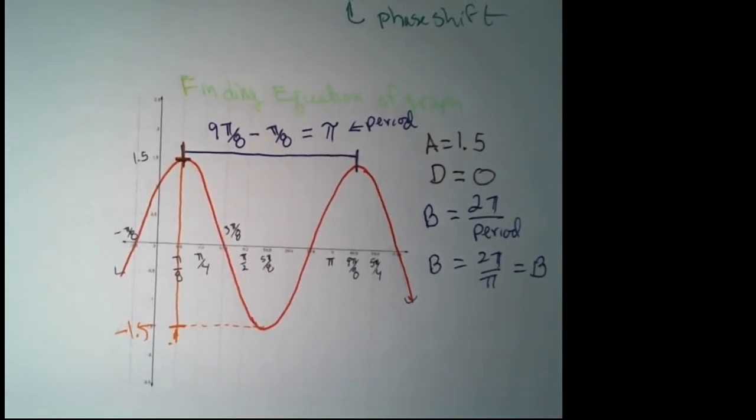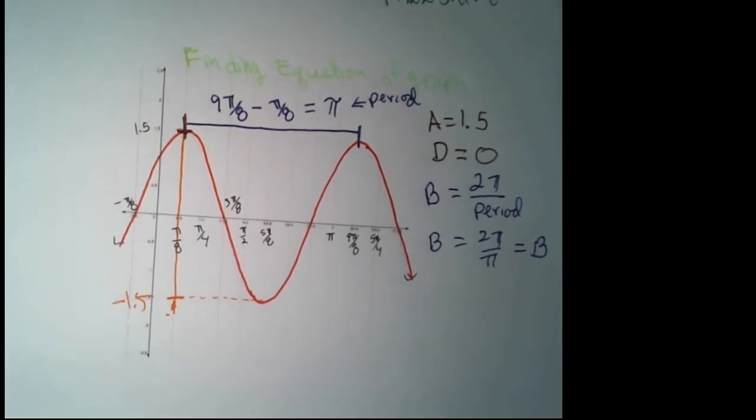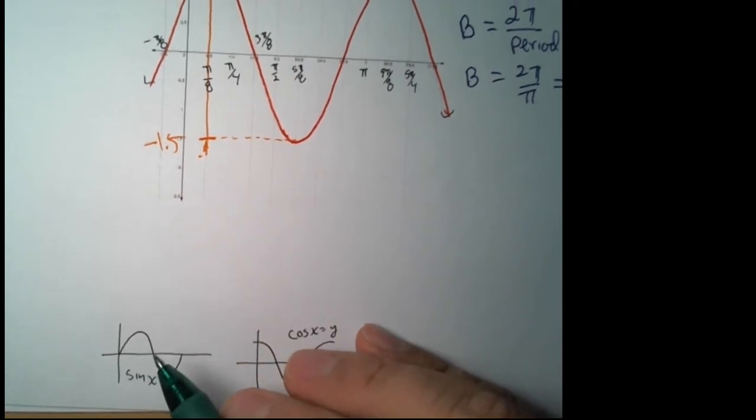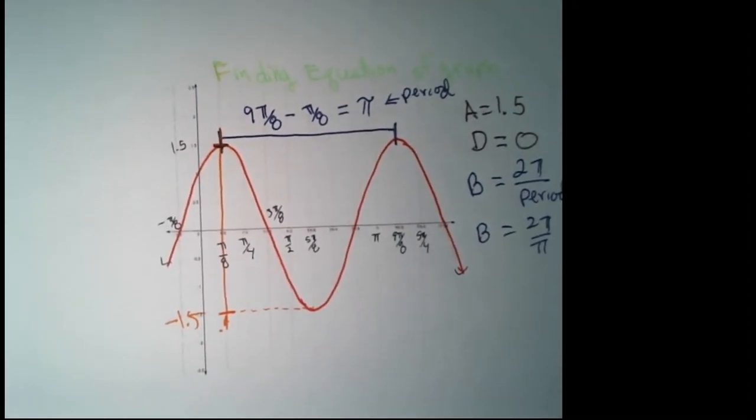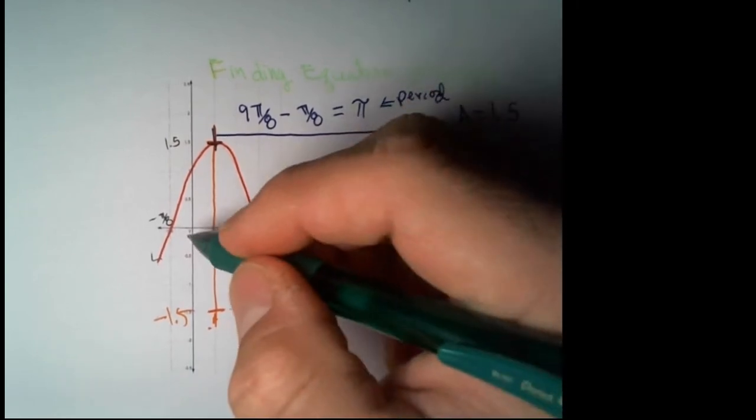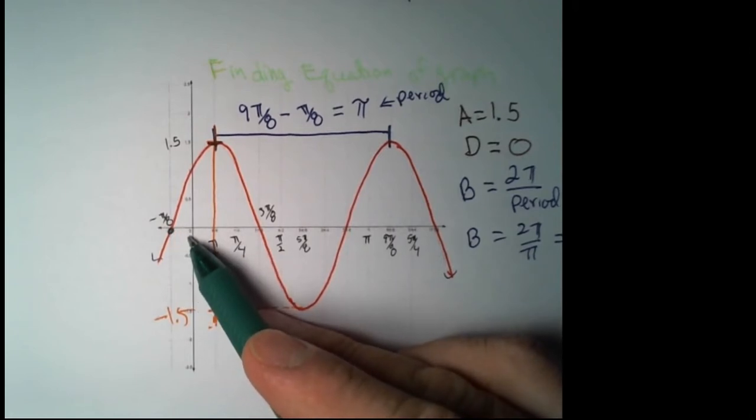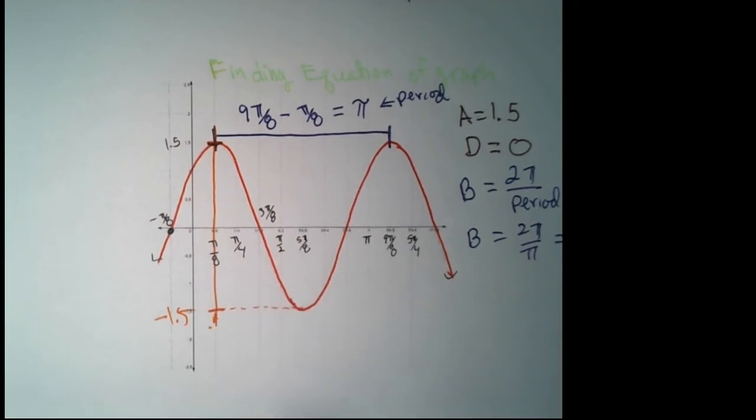Again referring to my parent graphs, let's start with the sine. It starts along the x-axis. Looking at my graph, if I start at the origin and shift it to the left pi over 8 units, then I get the sine graph. So for my sine function, the phase shift is going to be negative pi over 8.